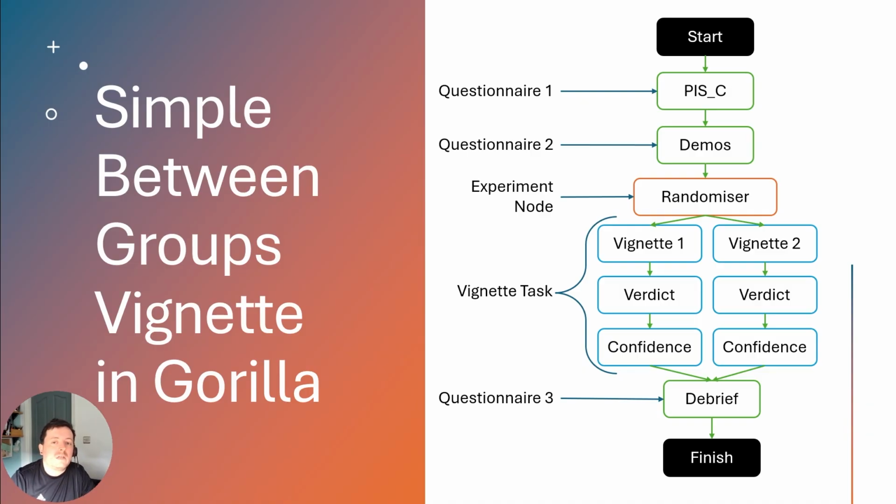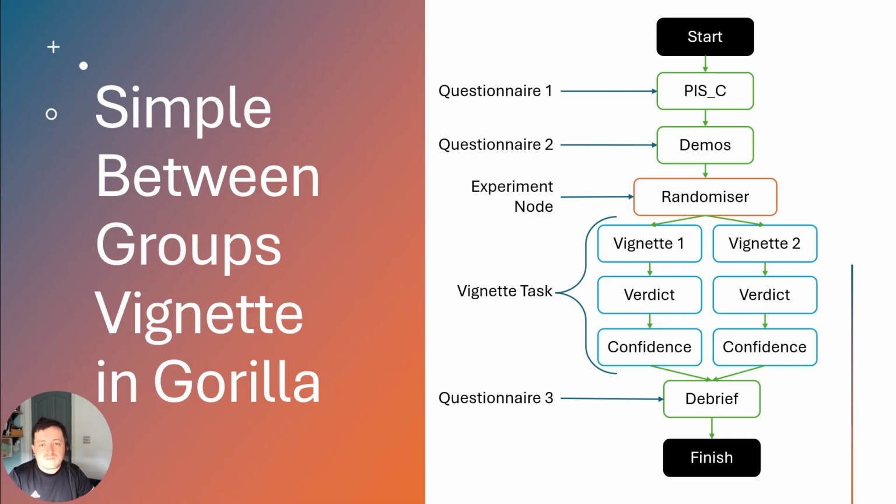After that, they'll go into a randomiser where I'll allocate them either to vignette 1 or vignette 2. So this is where the between groups element comes in. We're going to end up with a group of people who have only seen vignette 1 and another group of people who have only seen vignette 2.